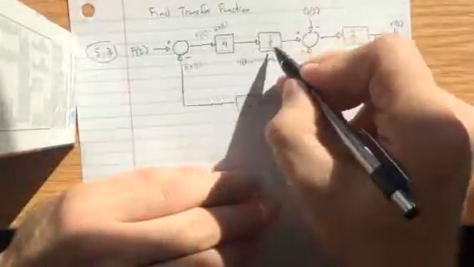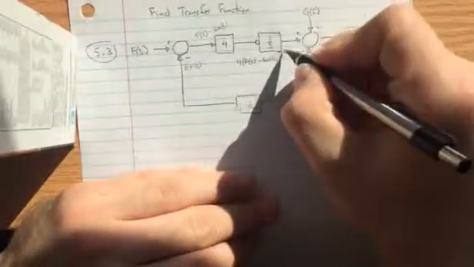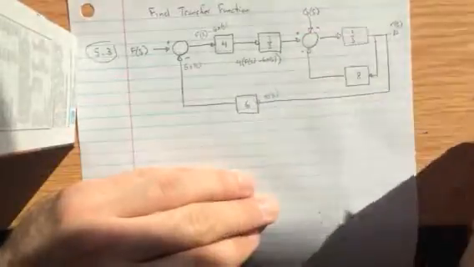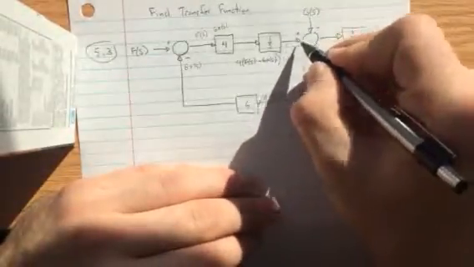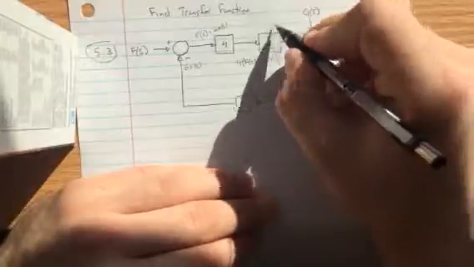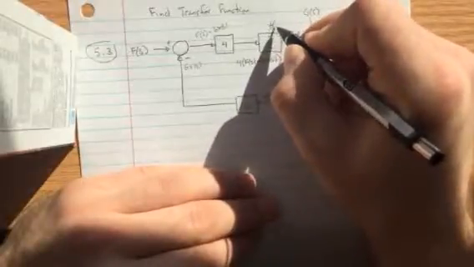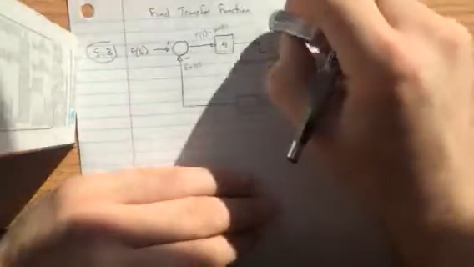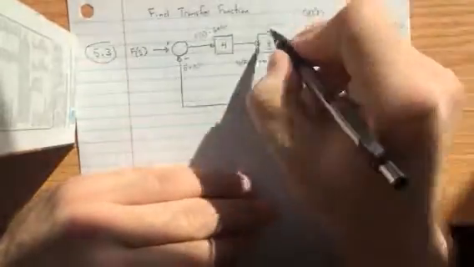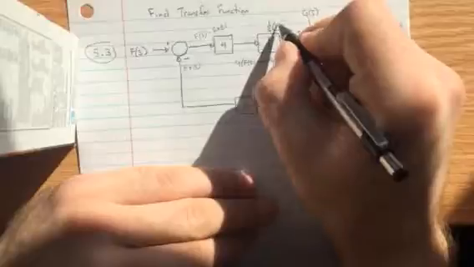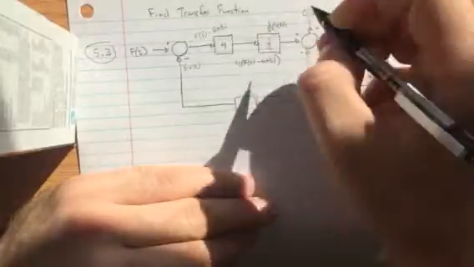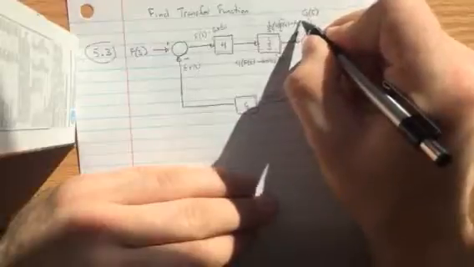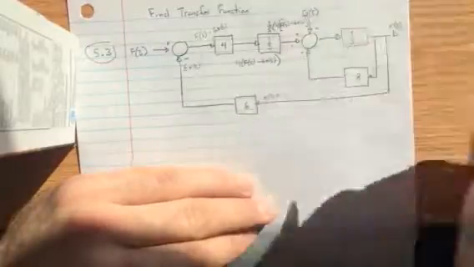And then going through this block again, we have a multiplication by this 1 over s. So the input to this side of the summer here is going to be 1 over s times 4 times F(s) minus 6X(s), like that.